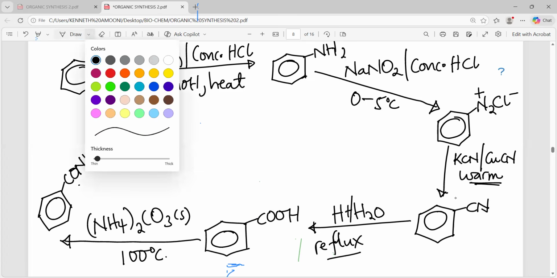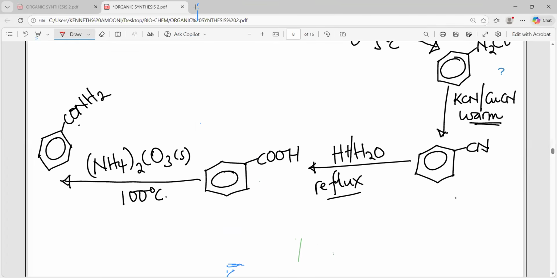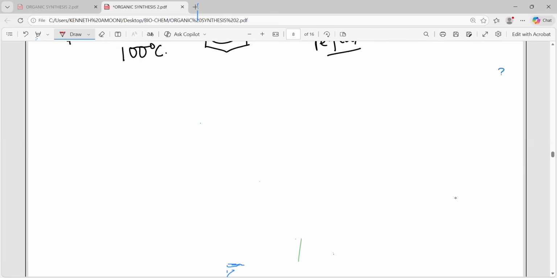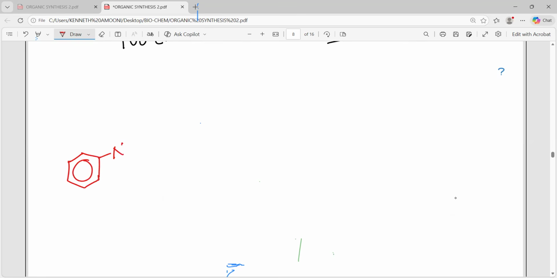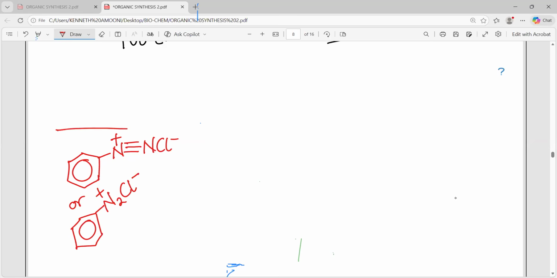Now, this benzene diazonium salt is very important when you're doing organic synthesis. Usually, let me first talk about benzene diazonium salt. Benzene diazonium salt is a very important compound when you're looking at organic synthesis. It looks like that. Benzene diazonium chloride, or you can more simply just write it like that. This benzene diazonium chloride is very important when you're doing organic synthesis.